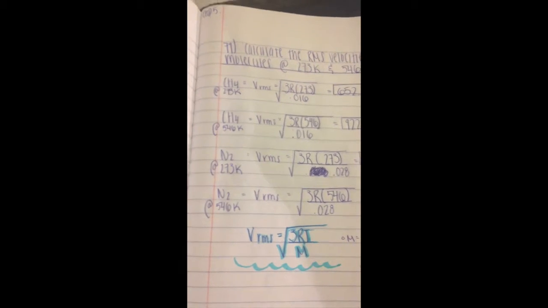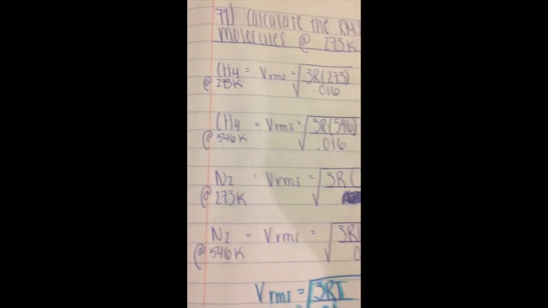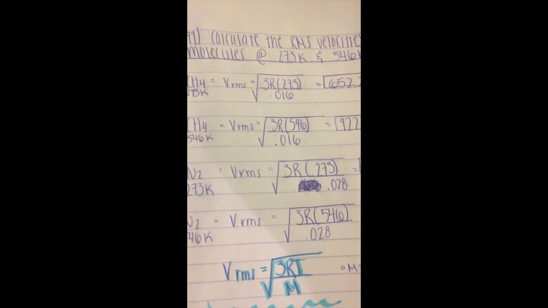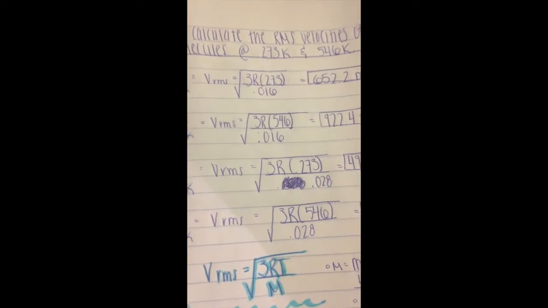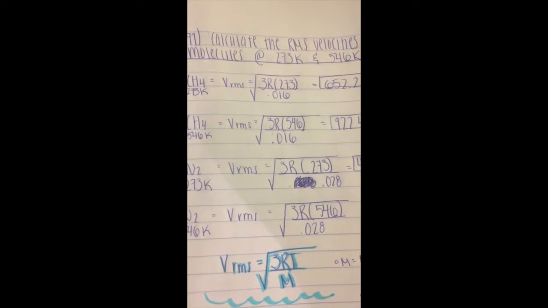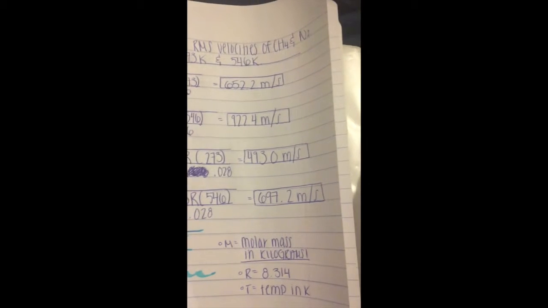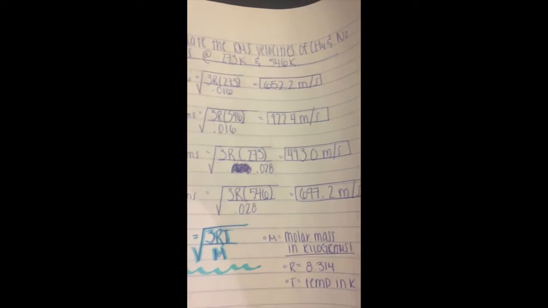To find the root mean square velocity of CH4 at 546 Kelvin, you multiply 3 times 8.314 times 546, since the temperature changed, and divide by 0.016, and you take the square root of that answer, and you get 922.4 meters per second.